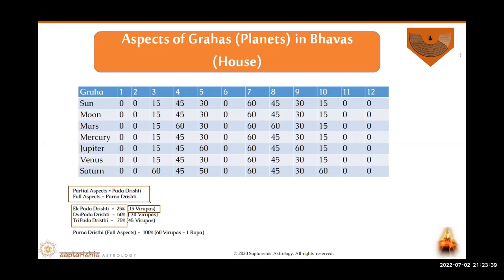Rashis are introduced after many thousands of years. Before Parashara also, we have many scriptures in which there is no Rashi, only Nakshatra and Graha.